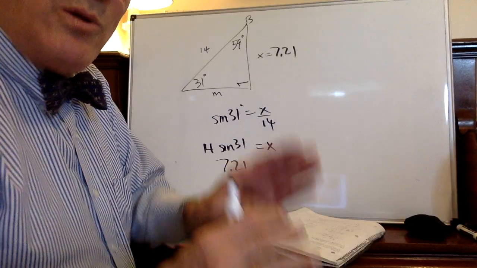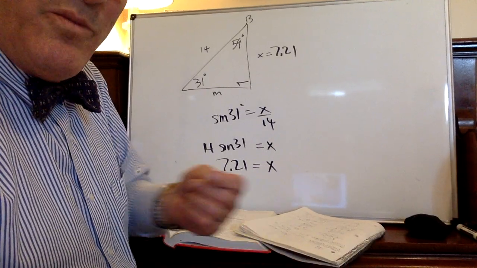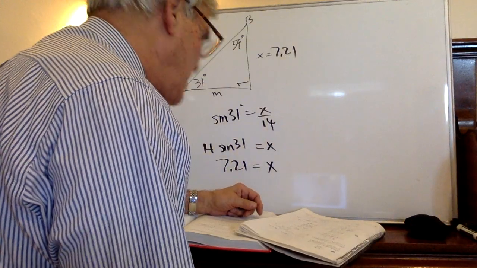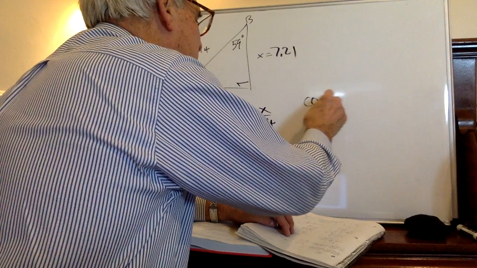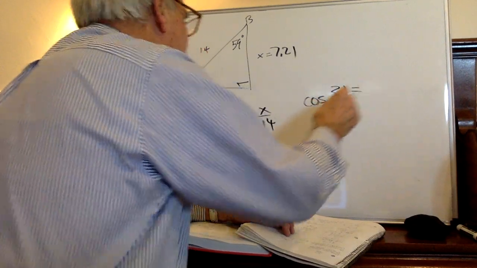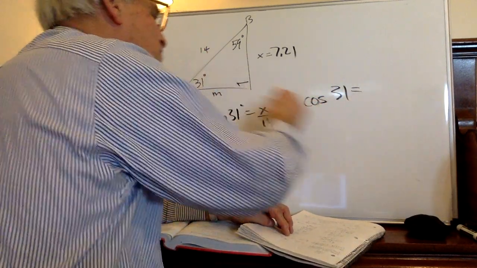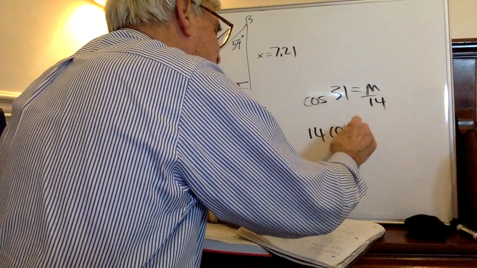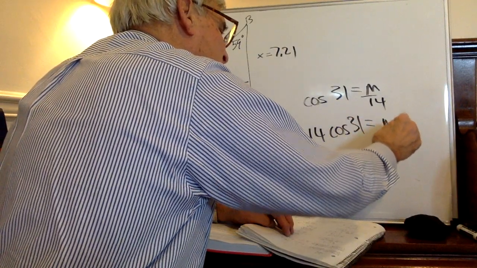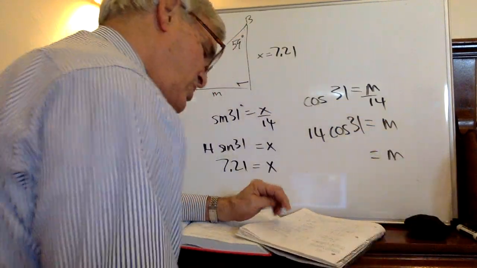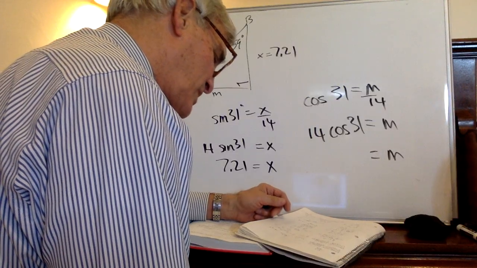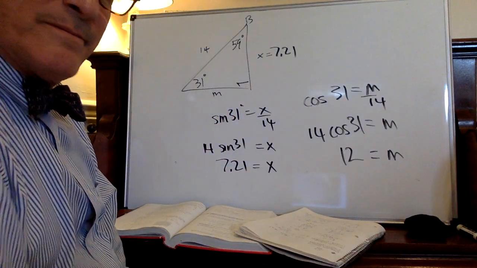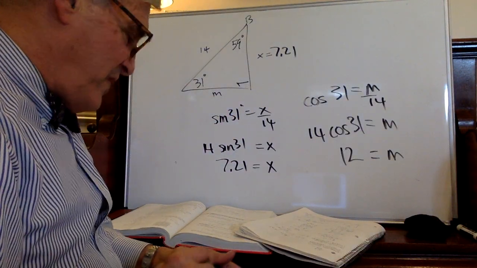Any way you do it, as long as your math is correct. Again, if you don't make a simple math error, you'll get the right answer. I don't care which way you do it. I did it using 31, and I said the cosine of 31, cosine is adjacent over 14, m over 14. So 14 times the cosine of 31 is equal to m, and m to 2 decimal places, well, actually, this worked out to be 12. So m is 12. Okay? Hopefully everybody followed that one.